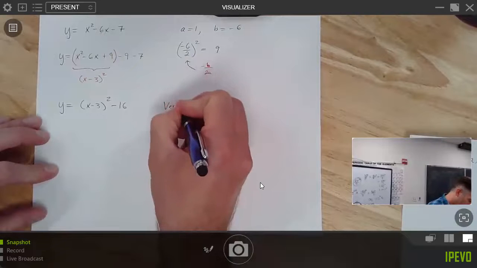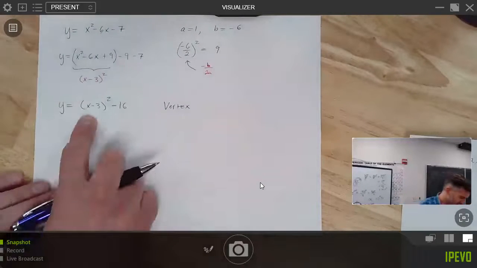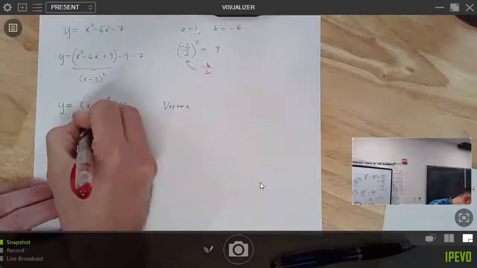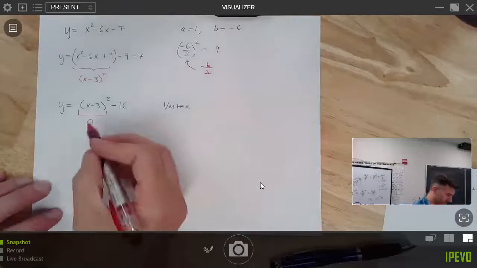We know this one opens upwards, so the vertex is the lowest y value. So what's the smallest y could be? Well, I've got something squared minus 16. Let me ask you, what is the smallest (x minus 3) squared can be? I know what you're saying. You guys are exactly answering the question. I just asked it wrong. You were saying if x is 3, it's going to be the smallest, which is totally right. If x is 3, this whole part is going to be 0, which is the smallest it can be. And exactly, you're going to get 0 minus 16.